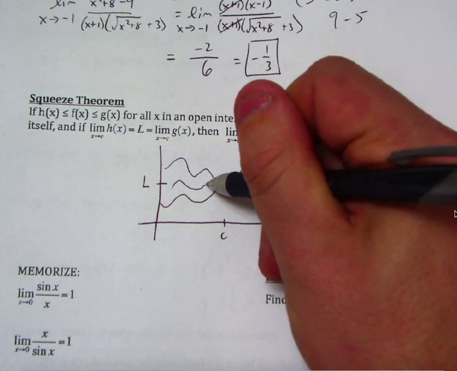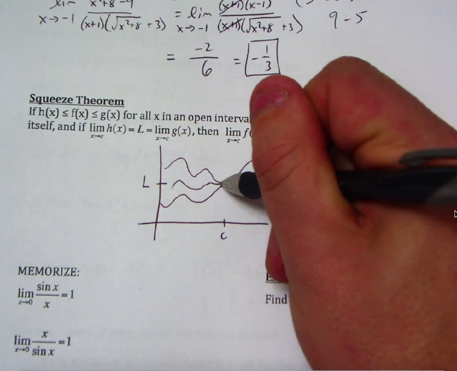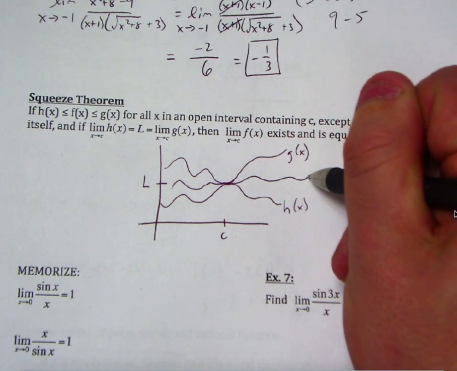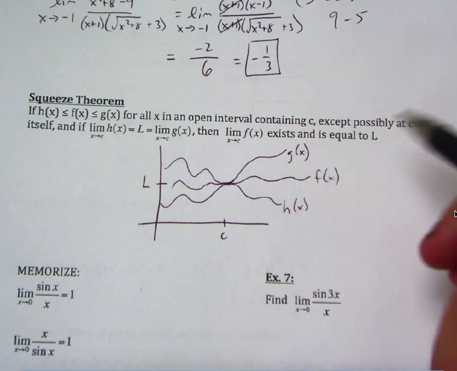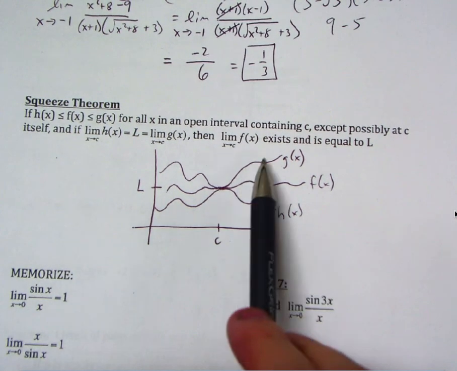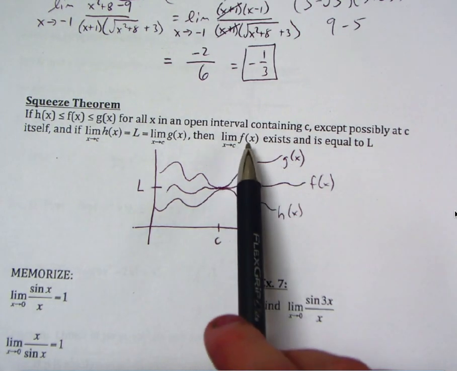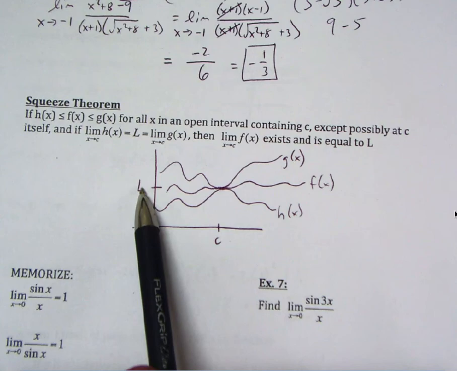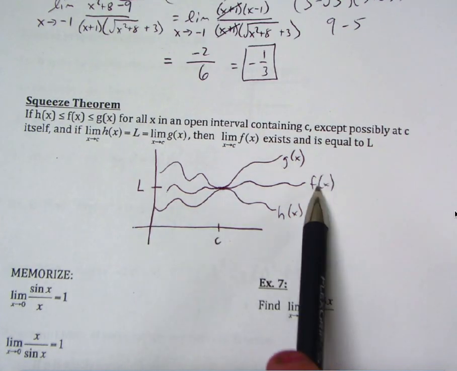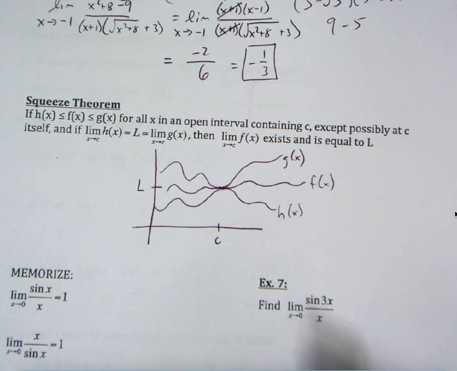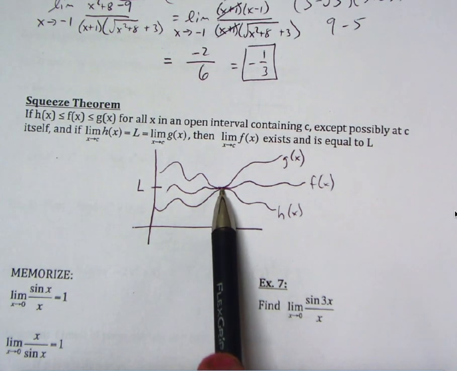So it has to squeeze through right there in order for our conditions to be upheld. This is f, and it's in between g and h, and also or equal to. What the conclusion says is, if g and h have a limit of L as x approaches c, then f has to have a limit of L as x approaches c. It has to, because it has to go through that point right there.